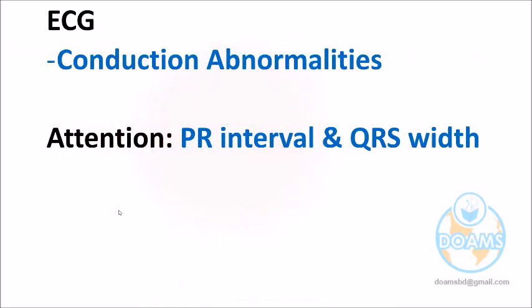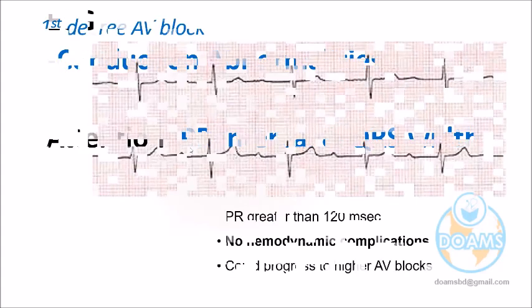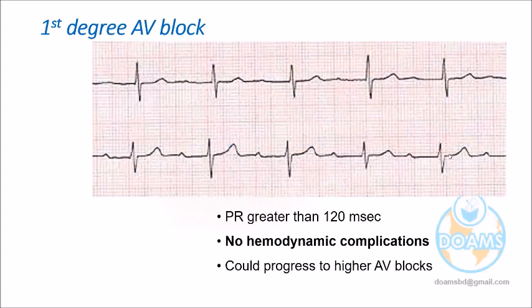Now some very simple issues. Conduction abnormalities. PR interval and QRS width, our attention will be there. This is first degree heart block. Why? Can anyone say? Dr. Taiba may be silent the whole day today.